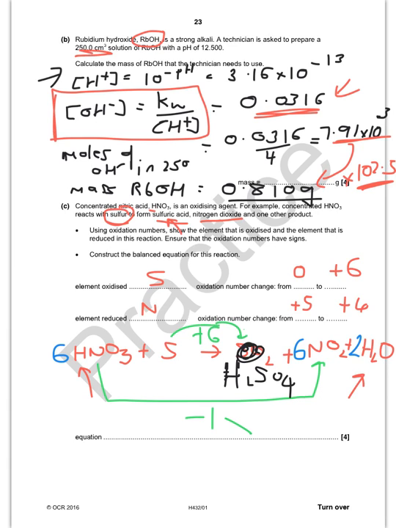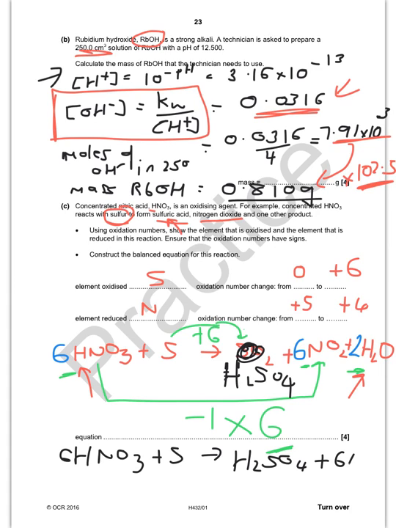So you've got to times the nitrogens by 6 to get your oxidation states to balance, like so. And that means to get your hydrogen to balance, you need 2 waters. So let's write that out, because I made a bit of a mess of that, didn't I? So 6HNO3 plus sulfur goes to H2SO4 plus 6NO2 plus 2H2O. Job done.